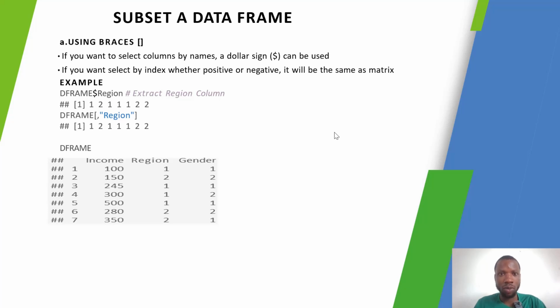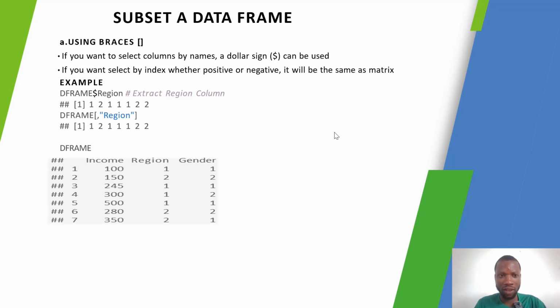For subsetting the data frame, we normally use the brackets, the square brackets. If you want to select a column by name, the dollar sign is going to be easier and help you.